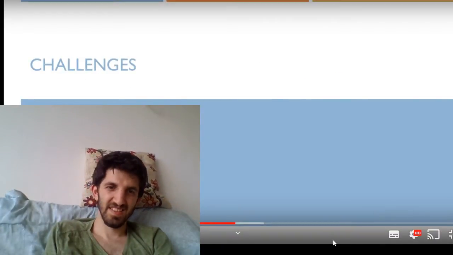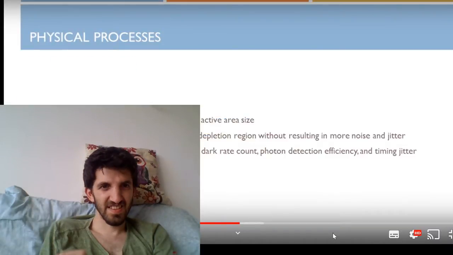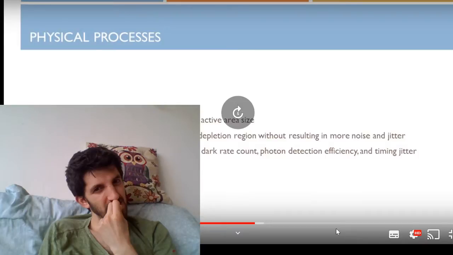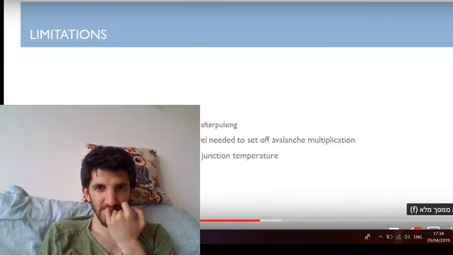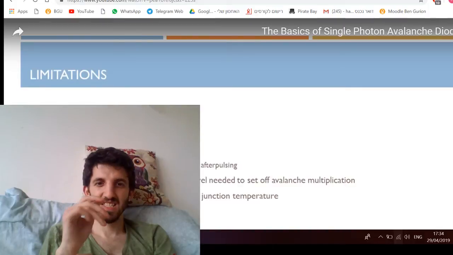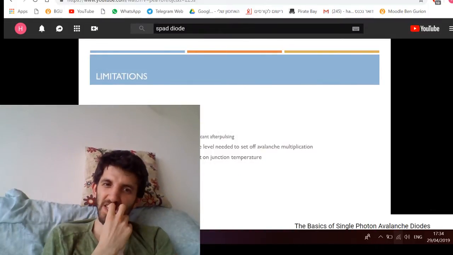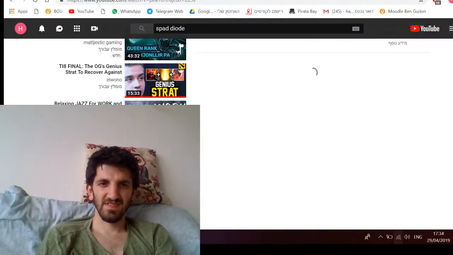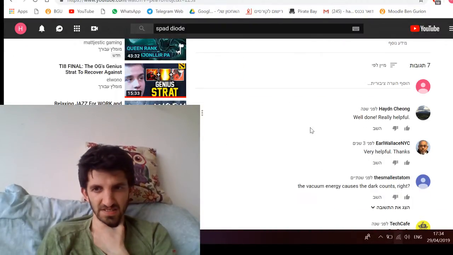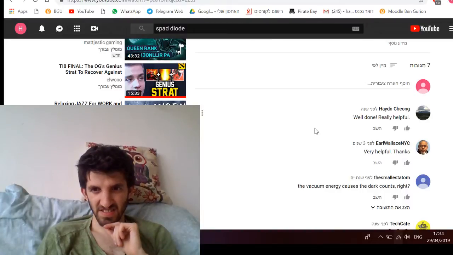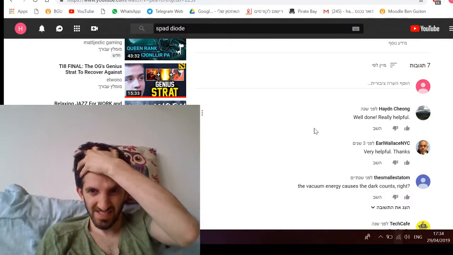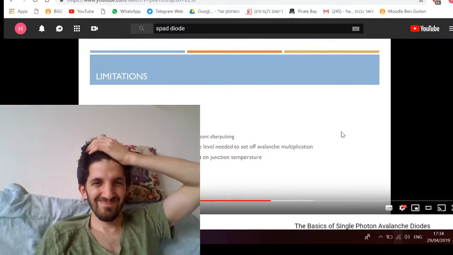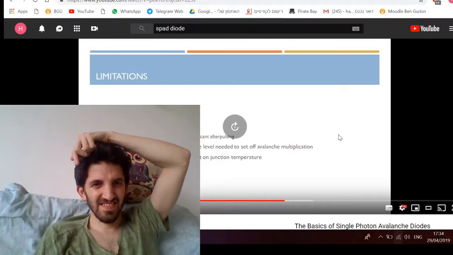As with any device, there are challenges in terms of physical size of the active area, band-to-band photon detection efficiency and timing jitter. In order to fabricate the device, contamination must be minimal. On average, current technology can limit defect concentrations to less than 10 to the 9th defects per centimeter cube. Impurities and crystal defects can cause after pulsing and set off a positive feedback loop that significantly increases the dark count rate and noise. After pulsing occurs when carriers are trapped.